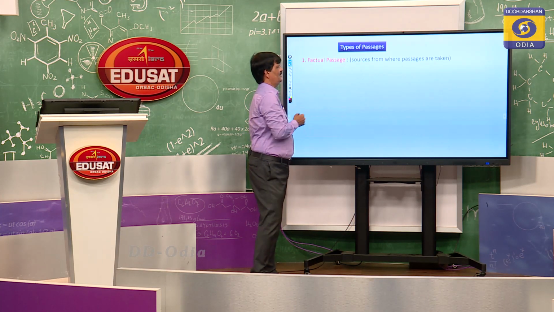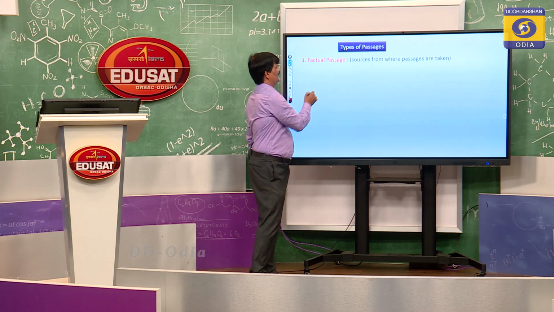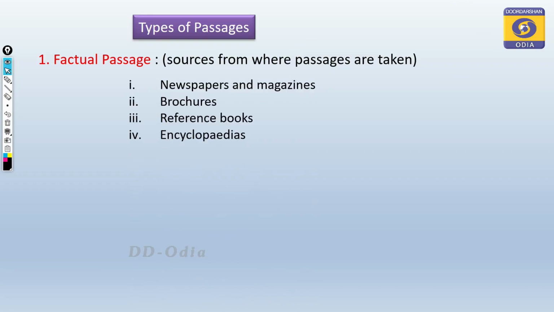Types of passage: what may the passage be? Your passage may be factual. Factual means, though it is not in your syllabus, you have to know the factual passage, the sources from where the passages are taken. It may be taken from a newspaper, or brochures, or any reference book or encyclopedia. Another, what is that one? Another is your discursive passage.